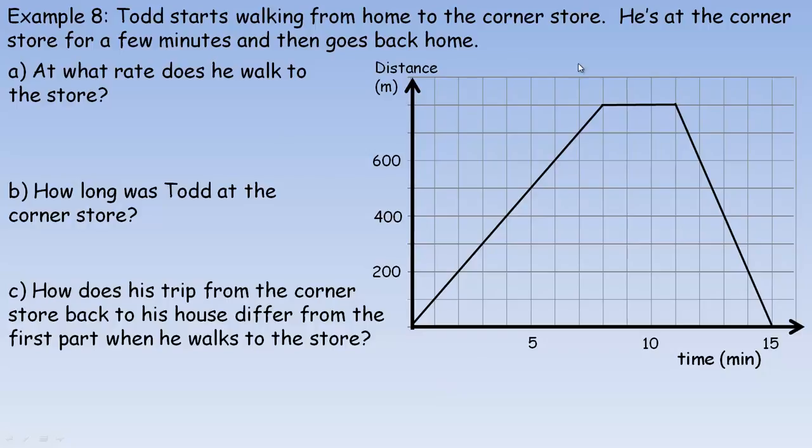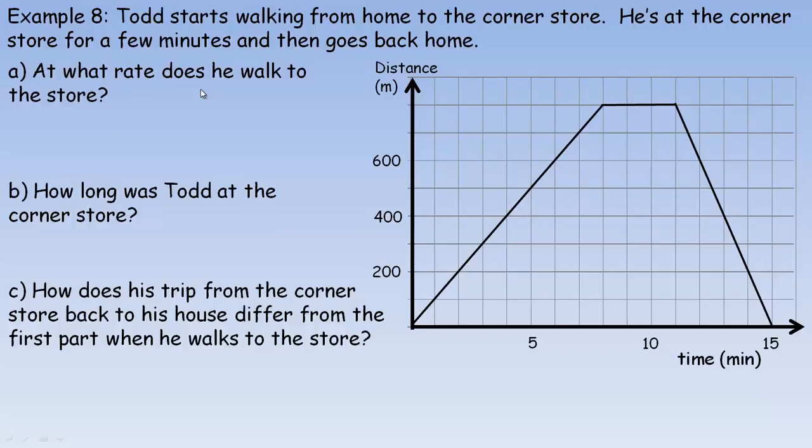Second last example, number 8. Todd starts walking from home to the corner store. So this is the beginning of his journey. This is the end. He's at the corner store for a few minutes and then goes back home. So this is the walking to the store. He's going away from his house. Okay, and then he stops at the store for a few minutes and then he goes back home. Okay, that's his whole journey. There's 3 parts to it.